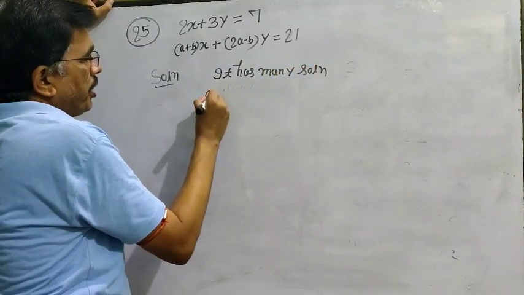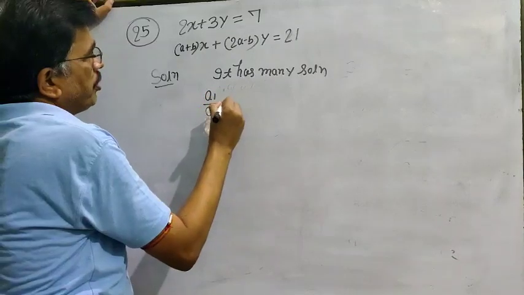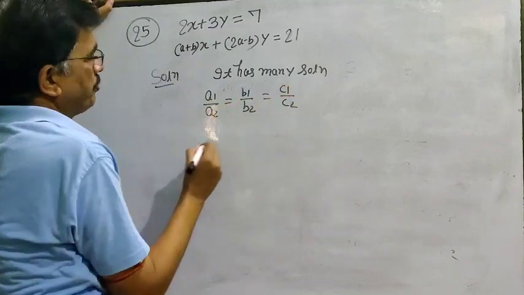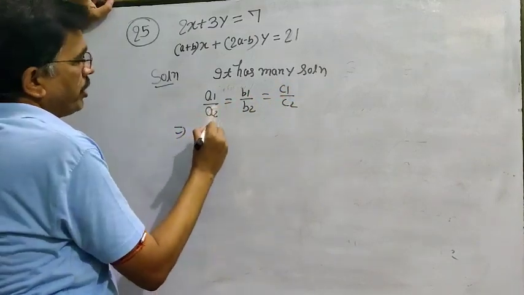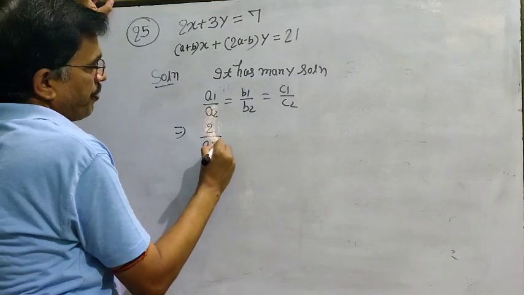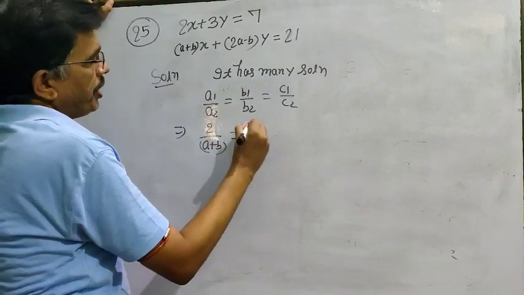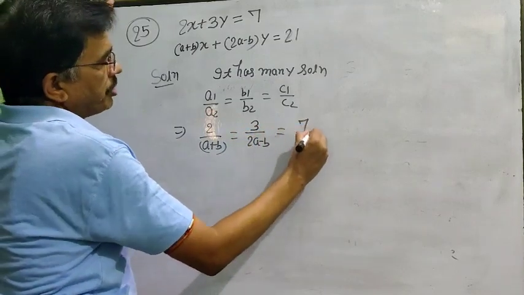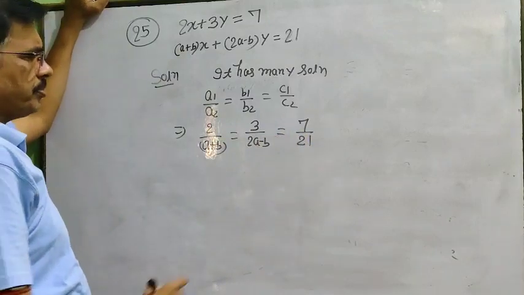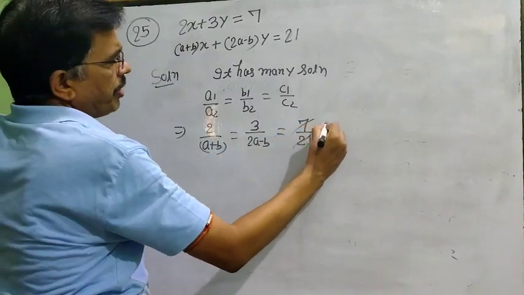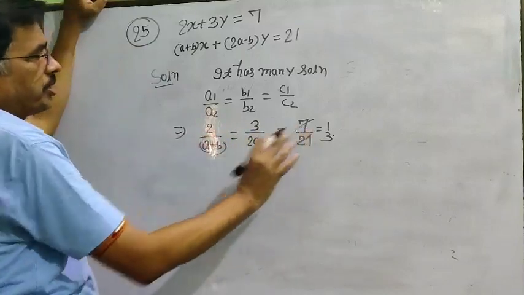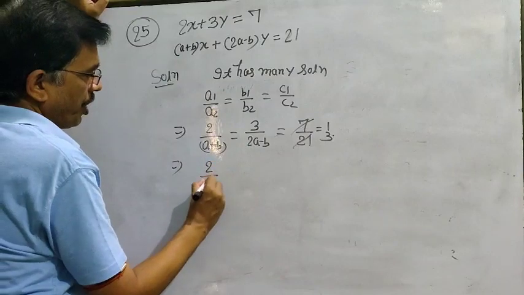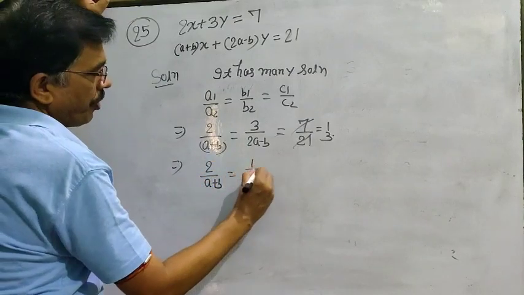So it is clear a1 by a2 is equal to b1 by b2 and equal to c1 by c2. Next, a1 by a2, that is 2a plus b. Next, b1 by b2 is 3, 2a minus b, and c1 by c2 is 7 by 21. You can cancel it, that is 1 by 3, so calculation may be easy. And next you write 2a plus b is equal to 1 by 3.